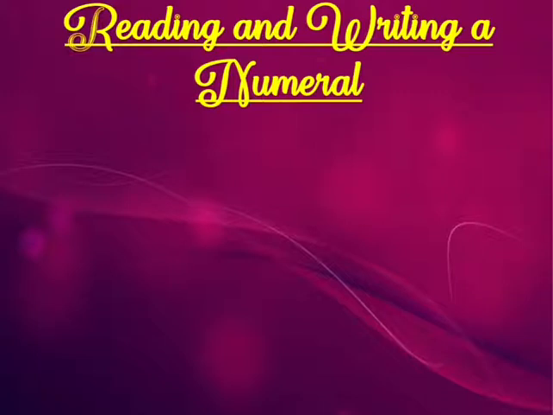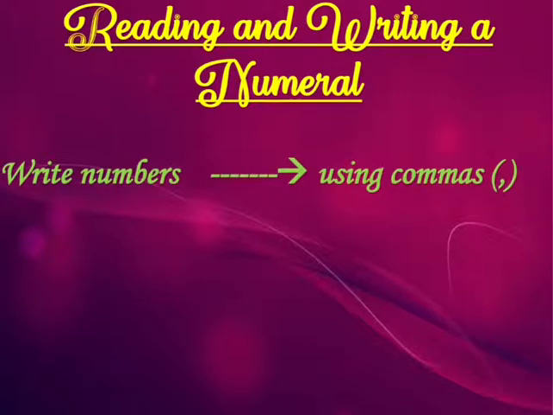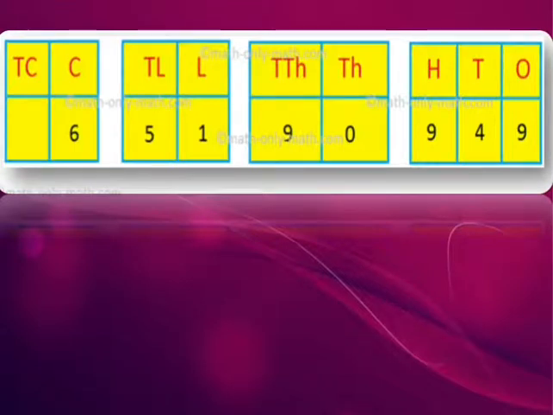So let's understand how we read and write a numeral in number name in your Indian place value system. First, we write the number using commas and we read the numbers using the periods. So let's have a look. For example, here we have mapped a number in your place value chart. In the ones, tens, hundred columns, we have 949. In thousand and 10,000, we have 09. In lakh, 10 lakh, we have 1 and 5. And in crore, we have 6.